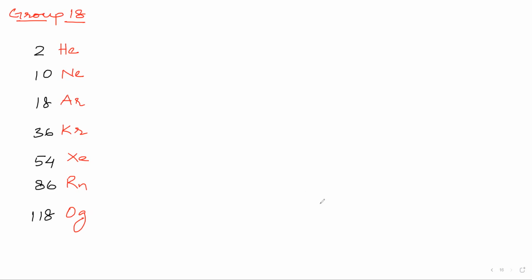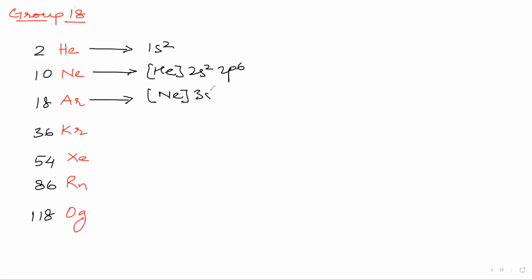Now please start writing. You will be confused about how to write the electronic configuration. This will be 1s2, helium. Then 2s2 2p6, this will be neon. Then 3s2 3p6, this will be argon. Then 4s2 3d10 4p6, krypton. Then you will have xenon.